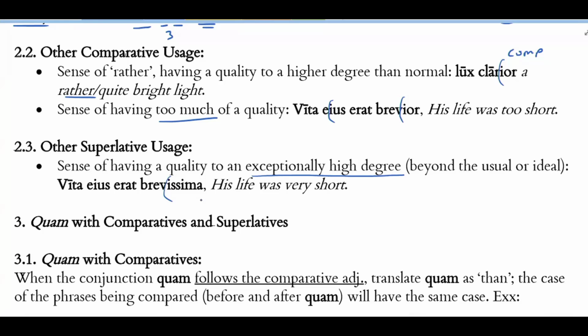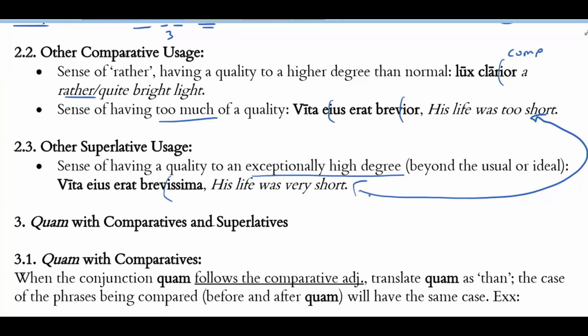Can you see the difference here between the comparative sense for too much of a quality versus the superlative sense for exceptionally high degree, right? His life was too short, with the comparative. His life was very short in the superlative use.